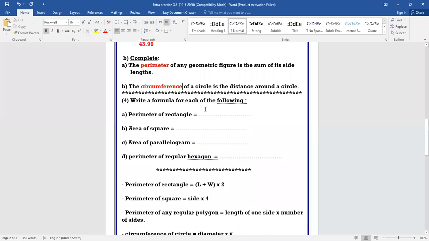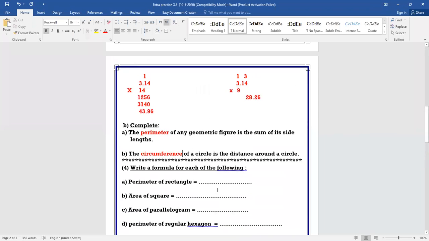The last one: write the formula of each of the following. Perimeter of rectangle. What is the formula of the perimeter of a rectangle?